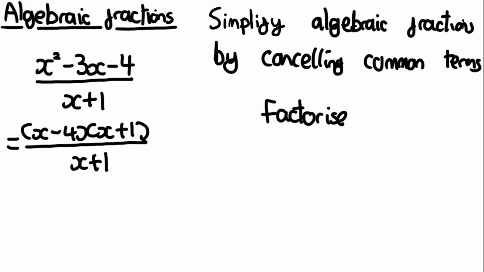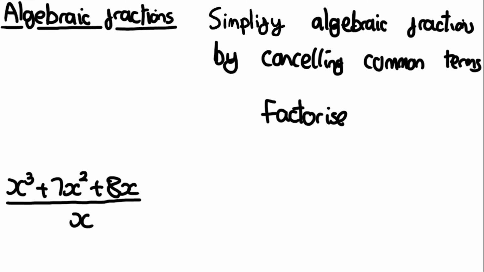Well, we have a common term in the numerator and the denominator. We both have x plus 1 in the numerator and the denominator. You can think about this being in brackets as well if you want, but as it's on its own, it is a common term as well. So we can cancel out these two terms because they're common, and this just leaves us with x minus 4, and the denominator goes away. So we've simplified this, and you can write this algebraic fraction as just x minus 4, by simplifying the algebraic fraction by cancelling common terms in the numerator and the denominator by factorising.